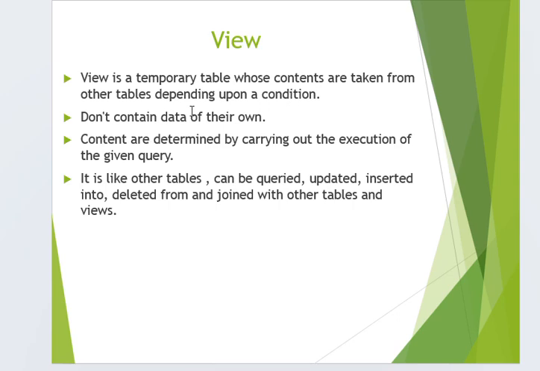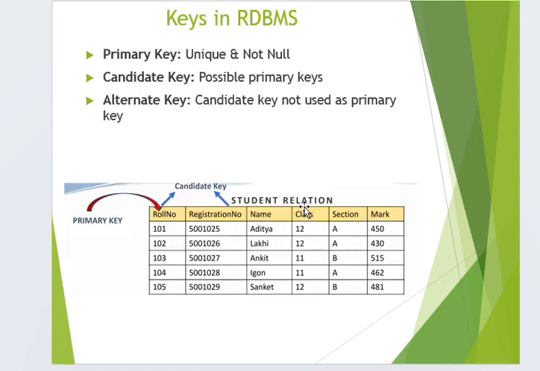Views do not contain data of their own. There is no data, but it is taken from the other tables. Content is determined by carrying out the execution of a given query. So depending upon the query, it is going to take data from different tables. It is like other tables. You can write queries, you can update, you can insert records, you can delete records, you can join them with tables or views.